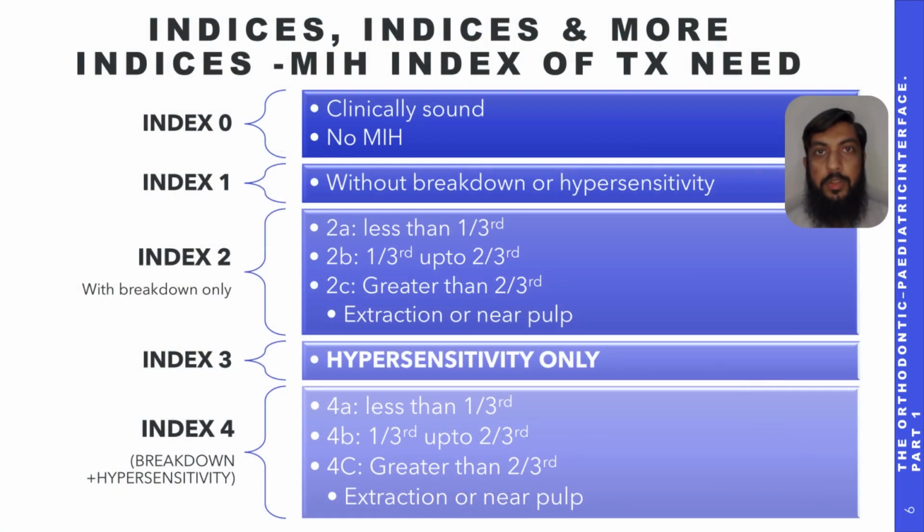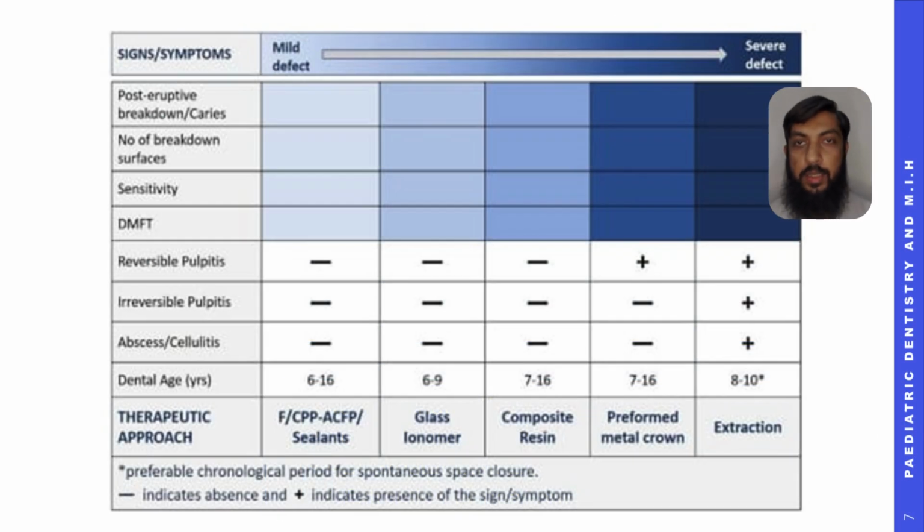Continuing with the pedodontic interface of molar incisor hypomineralization, we have the MIH index of treatment need as updated by EAPD. It classifies normal teeth as index 0, and minimal breakdown such as opacities is classified as index 1. In index 2 and 4 there is breakdown but no sensitivity. In index 3 there is only sensitivity but no breakdown. They are further classified according to the extent of breakdown: less than 1/3, up to 1/3, up to 2/3, and more than 2/3. Here EAPD is telling us how the severity of the MIH affects the treatment options.